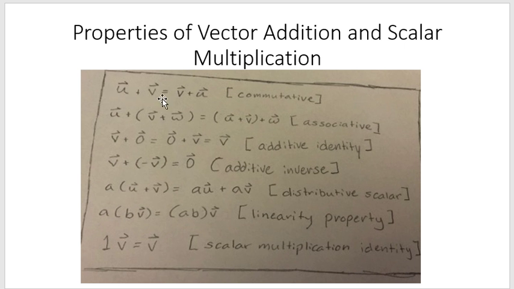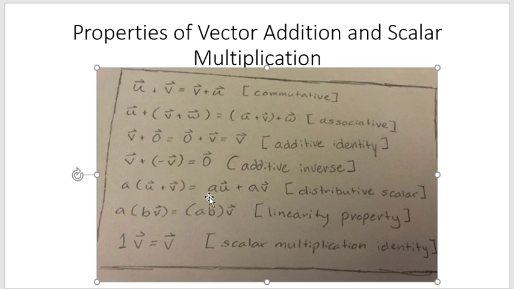Vector u plus vector v is the same as vector v plus vector u because it's commutative. Vector u plus open parentheses vector v plus vector w close parentheses equals open parentheses vector u plus vector v close parentheses plus vector w because it's associative. Vector v plus vector 0 equals vector 0 plus vector v equals vector v because that's the additive identity. Vector v plus vector v in the opposite direction equals vector 0 because that's the additive inverse, and I moved that without meaning to.